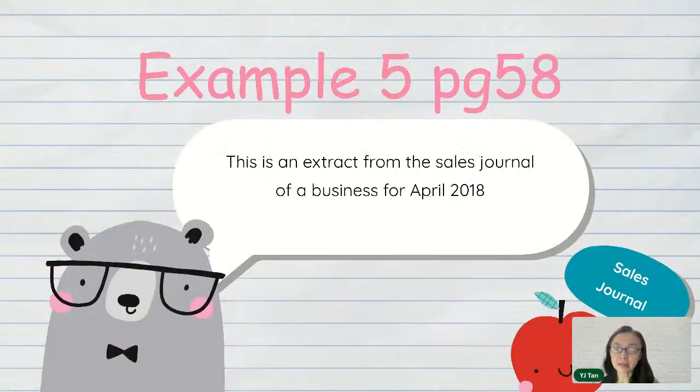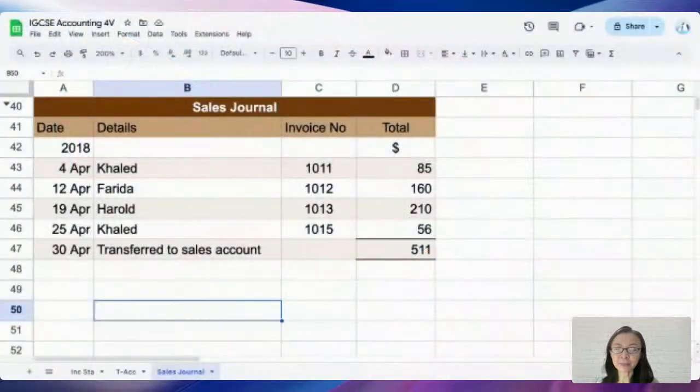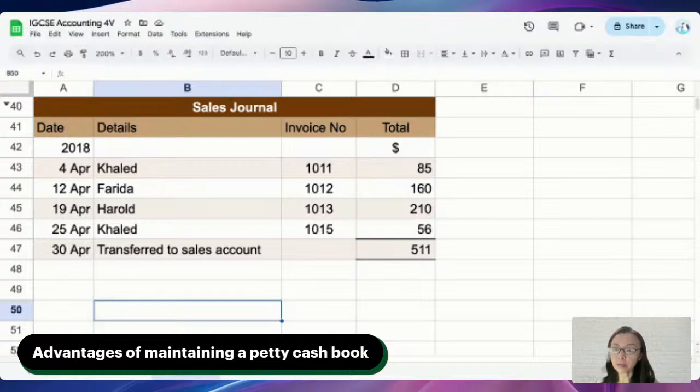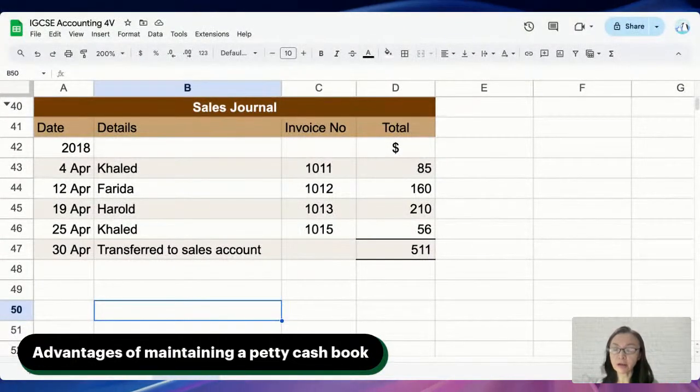Right, and let's have a look at the example on page 55, example 5. In this example, this is an extract of a sales journal. I will show you a sales journal for a business in April 2018. Now we go to the sales journal and have a look.